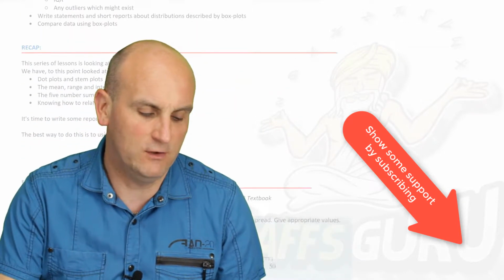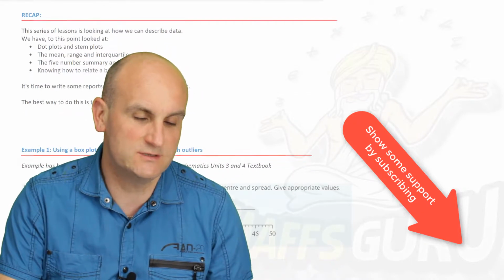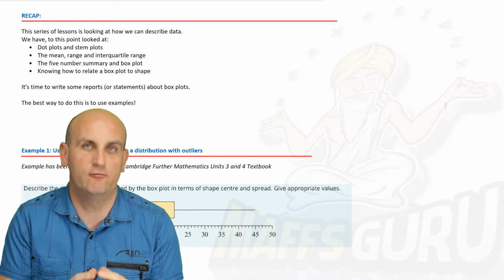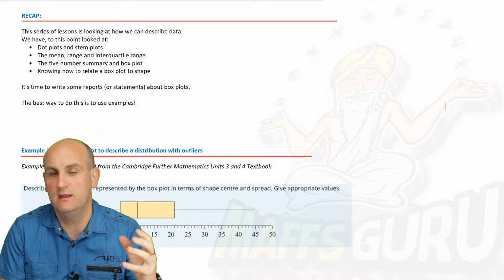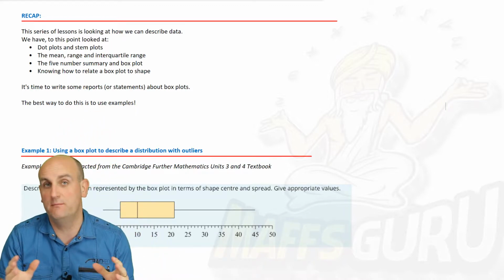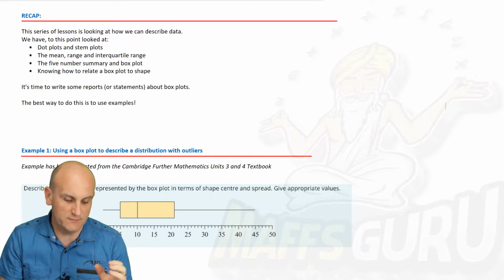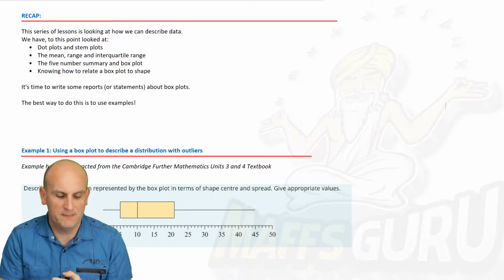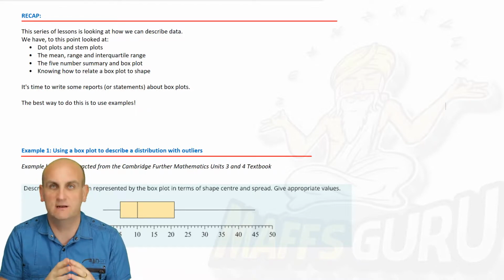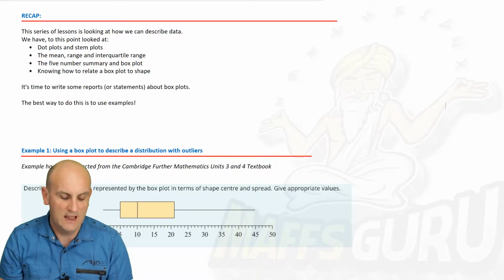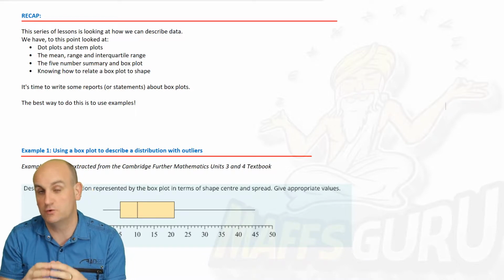It's not going to be a very long video because, to be perfectly honest with you, there's not a lot of new data in this. Further Maths over here is really structured to learn and be able to write about it. That's very much what this whole course is all about. And so we're going to take the learning that we've taken before about dot plots and stem plots, mean, range, interquartile range, 5-number summary, and knowing how to relate a box plot to the type of shape by its symmetrical or skewed, and then sort of use that to write or talk about stuff.